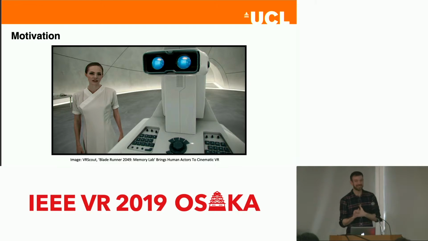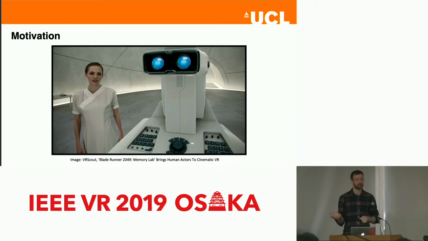So why do we think that these are interesting? Why do we think that we need to look at eye gaze in this context? Volumetric capture is increasingly being used for producing virtual reality content. Here you can see a screenshot of a piece of content that came out last year that was a tie-in with Blade Runner. It's called Memory Lab. The character on the left is volumetrically captured and then inserted into the scene.